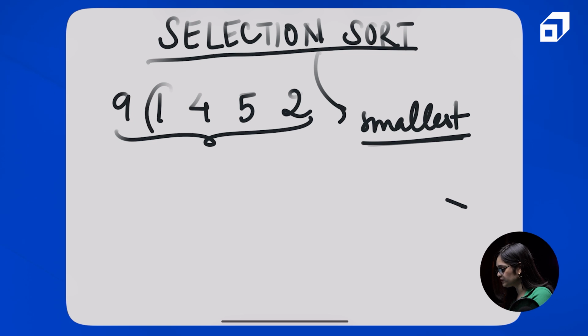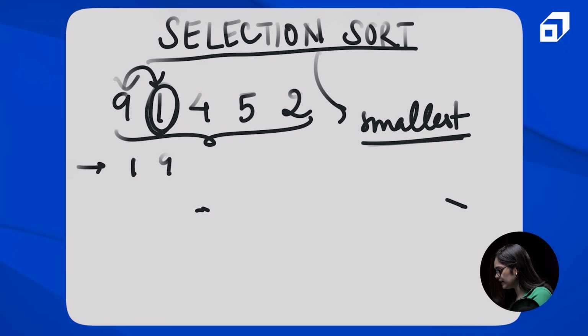We'll find our smallest element to be 1. And for the smallest element, the correct position should be the 0th index. So we'll just swap it with the element on the 0th index. So our array will become 1, 9, 4, 5, 2. In this case, the array till here is sorted. So we don't have to bother anymore about the array till the 0th element. We'll start from here again.